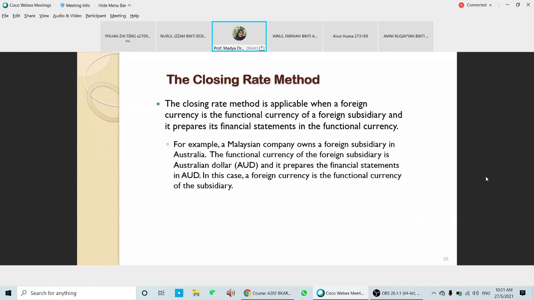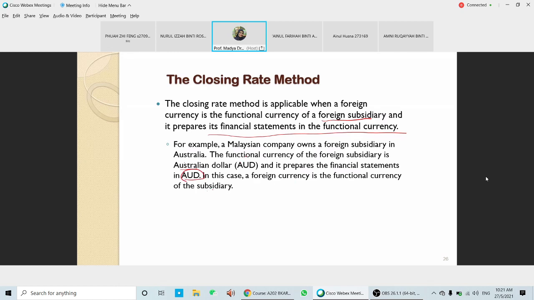Okay, and then we look at the closing rate method first. This closing rate method is applicable when a foreign currency is the functional currency of a foreign subsidiary and is prepared, when a foreign subsidiary prepares its financial statements in its functional currency. For example, a Malaysian company owns a foreign subsidiary in Australia. The functional currency for the foreign subsidiary is the Australian dollar, and it prepares its financial statements in Australian dollars.